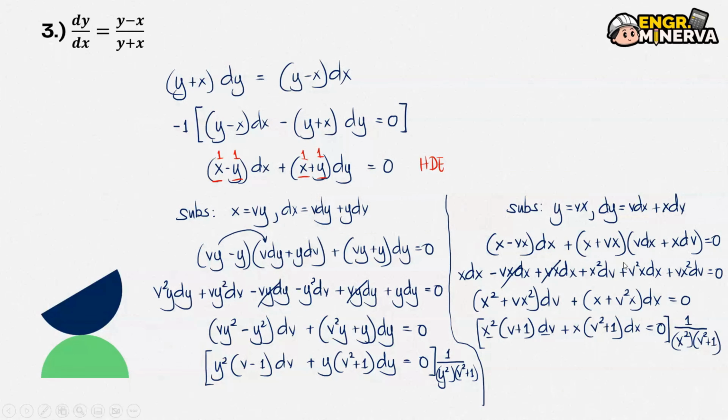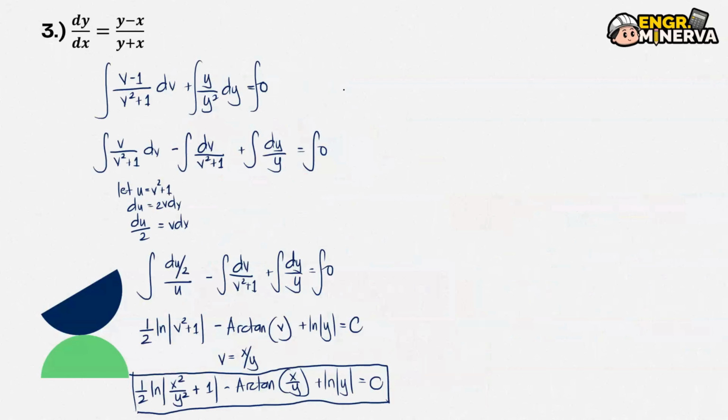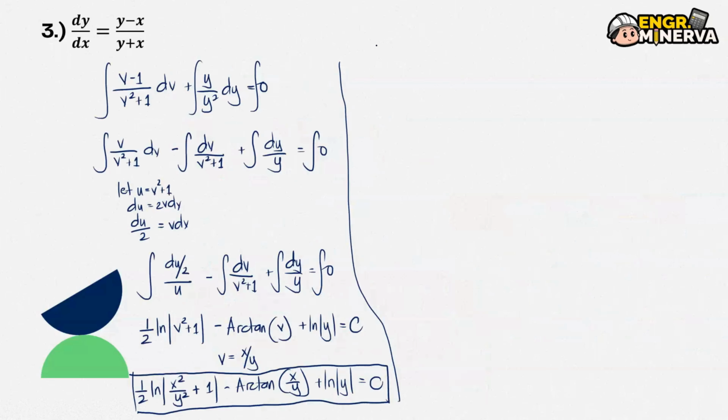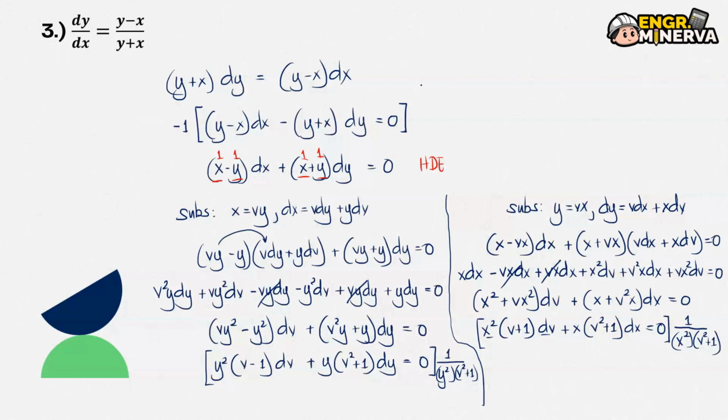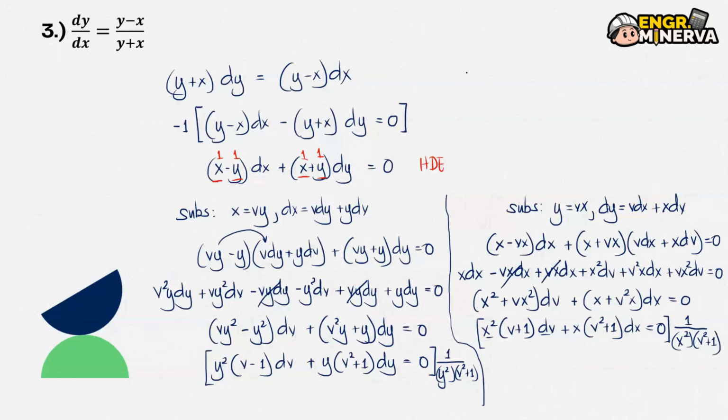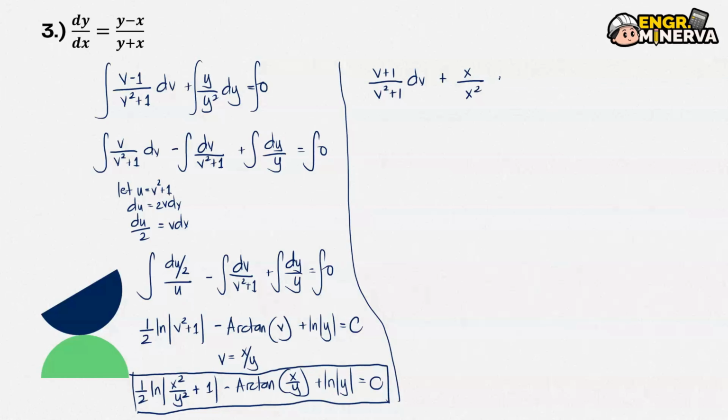So our resulting term, I would put a barrier here. Our resulting term would be (v plus 1) over (v squared plus 1) dv. And the other one is x over x squared dx equals 0. Integrate. So same process as we have on our previous one.